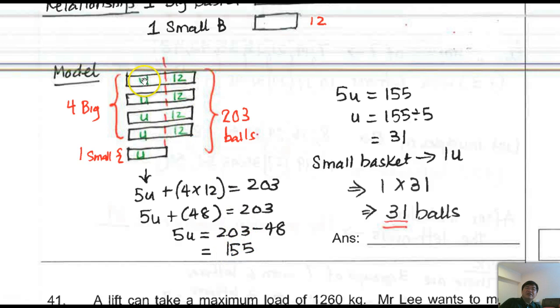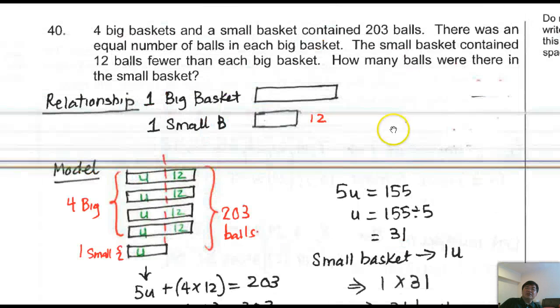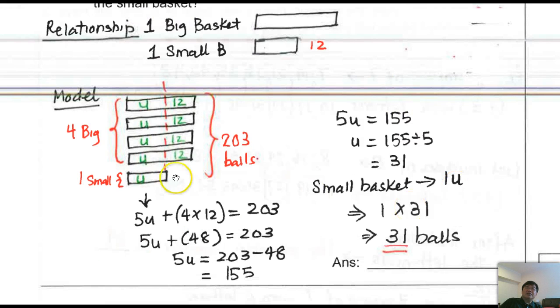Alright, it means these 5U together total 155. Now I need to find 1U. 5U is 155. 1U is 155 divided by 5, which is 31. What did the question ask? The question asked, how many balls were there in the small basket? The small basket is only one U, hence U is 31. The small basket is 1 times 31, which is 31 balls inside 1 U.